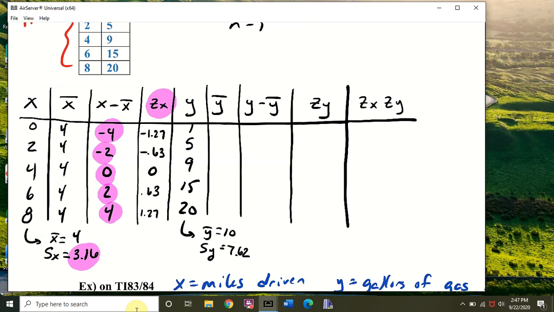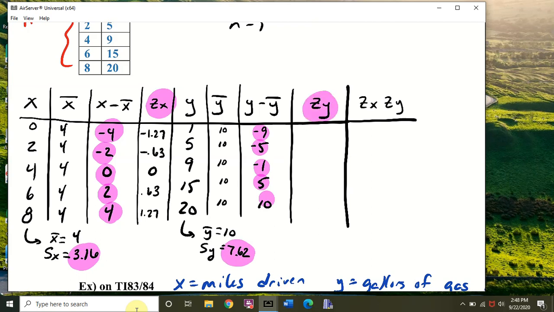Now I can repeat with y. So for y, I already got the average to be 10. You can add and divide by 5, and you should get that as well. I'm going to do y minus y bar: 1 minus 10, 5 minus 10, 9 minus 10, 15 minus 10, and 20 minus 10. So once again, I'm going to take each of these 5 numbers and divide by the standard deviation of y to get the z-score.